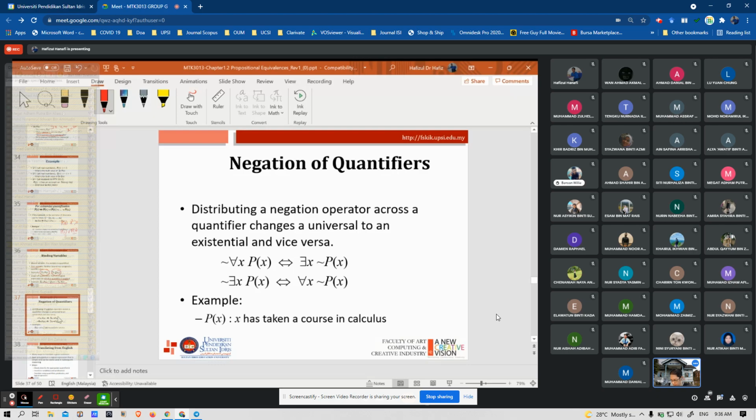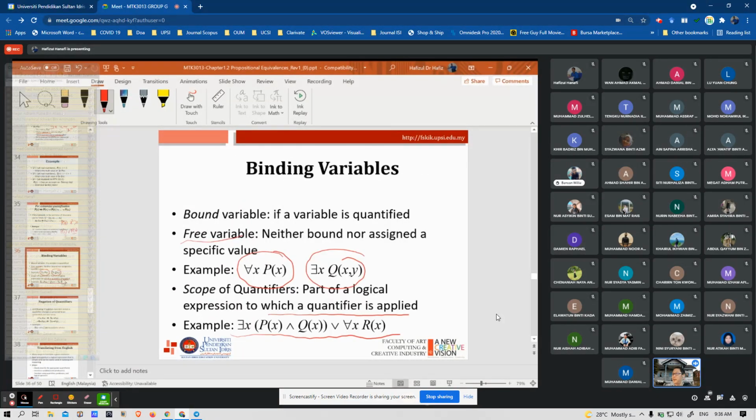Okay, negation. For example here, which one is bound, which one is not bound? Which one is bound, which one is unbound? Could somebody tell? Is it clear? Can I explain it?